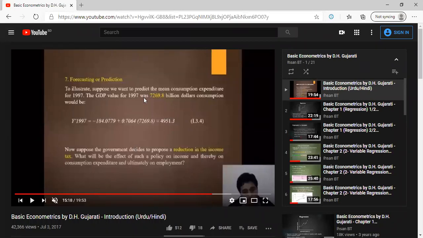Any question about prediction? Professor? Yes. I have a confusion. Is it that if we know beta 1 and beta 2, we can find Y, or if we know X, we can find Y?